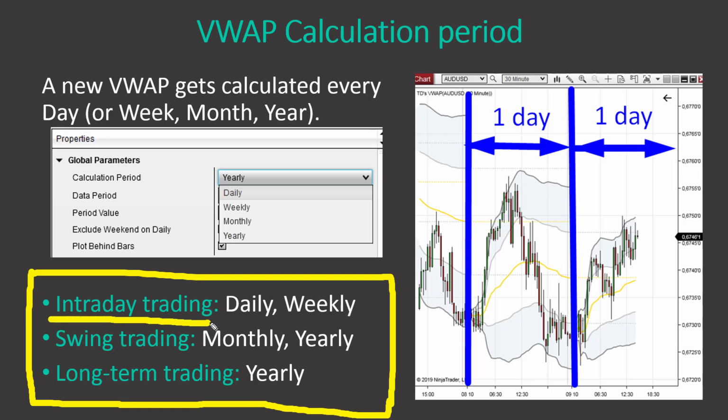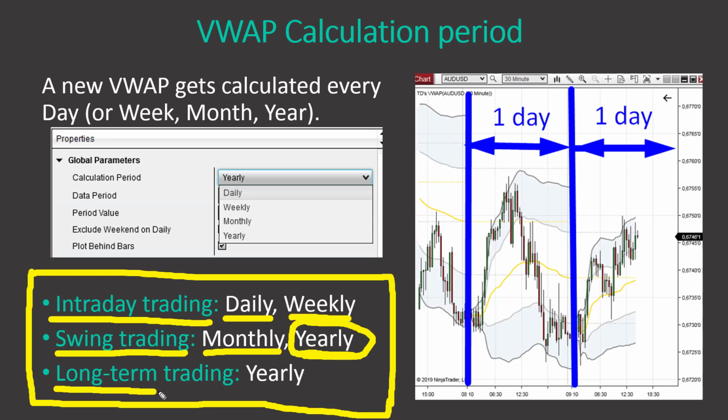Now, if you look in here, there's my suggestion of what settings you use. If you're an intraday trader, then what I suggest is using daily VWAP and a weekly VWAP. If you are a swing trader, then I suggest using monthly VWAP or a yearly VWAP. I personally use the yearly in here. And if you are a long-term investor, then use the yearly VWAP, right? Because, for example, the monthly or the weekly VWAP would be just too wild, too volatile for you, and those wouldn't really give you that much information. So if you're a long-term investor, you want to use the long-term yearly VWAP.